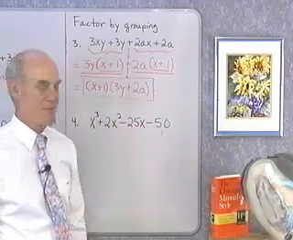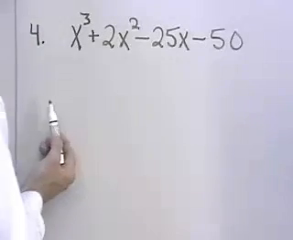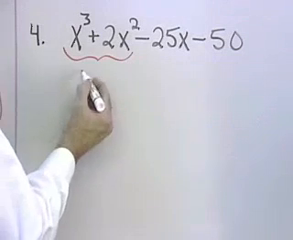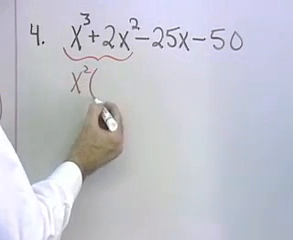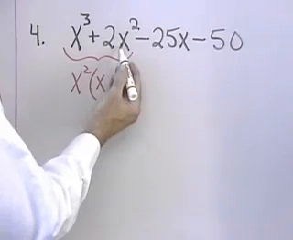Here's another example. I can't find any greatest common factor for all 4 terms, so what I'll do is group them 2 at a time. From the first 2 terms, I can factor out x squared. When I factor x squared from this term, what's left is x. From this term, what's left is 2.